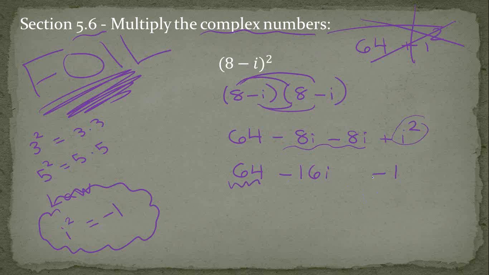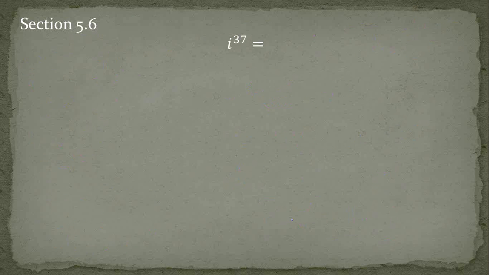The last step is to combine the like terms. And we have 63 minus 16I. That is it. That's our complex number answer. So whenever you get an I squared, don't forget to turn it into a negative 1. One more. Let's continue using the law.